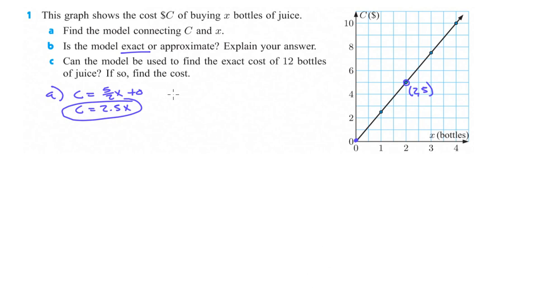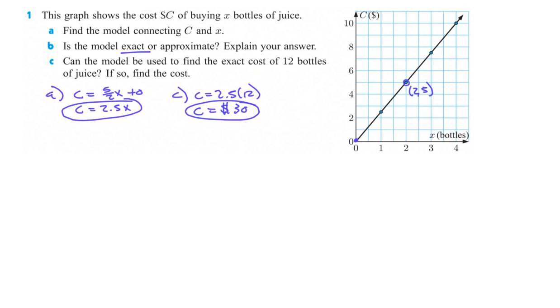Okay, part C: can the model be used to find the exact cost of 12 bottles of juice? Yes. If so, find the cost. So cost is simply going to be 2.5 times 12. And that is going to be what? 24 plus another 6 is going to be 30 bucks to buy 12 bottles of juice.